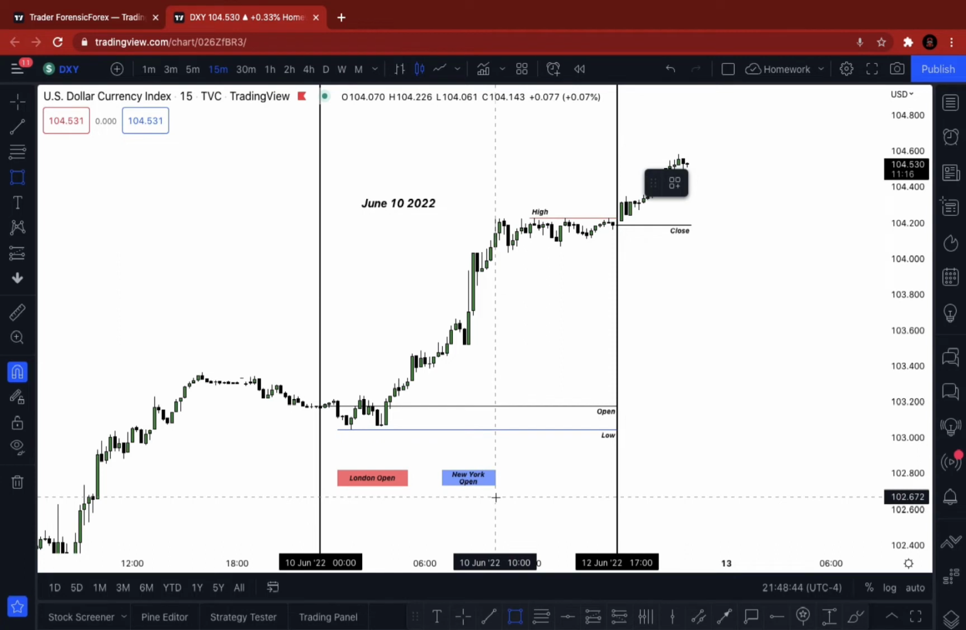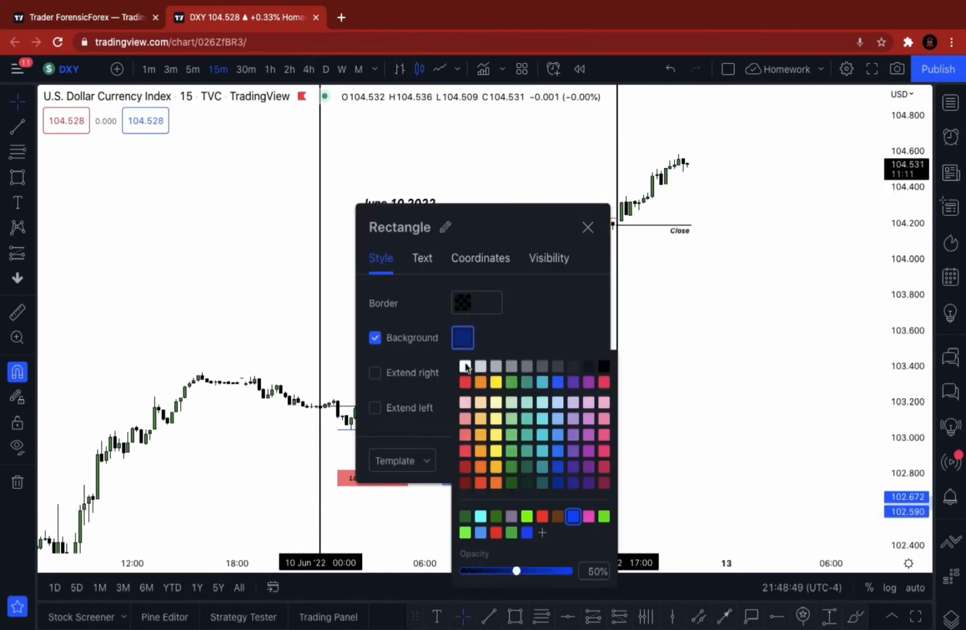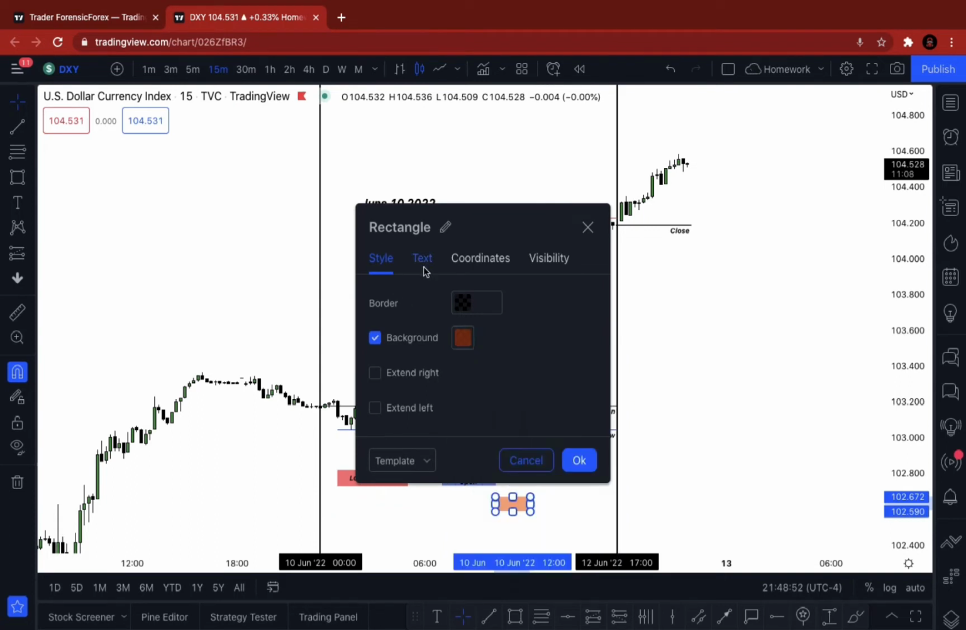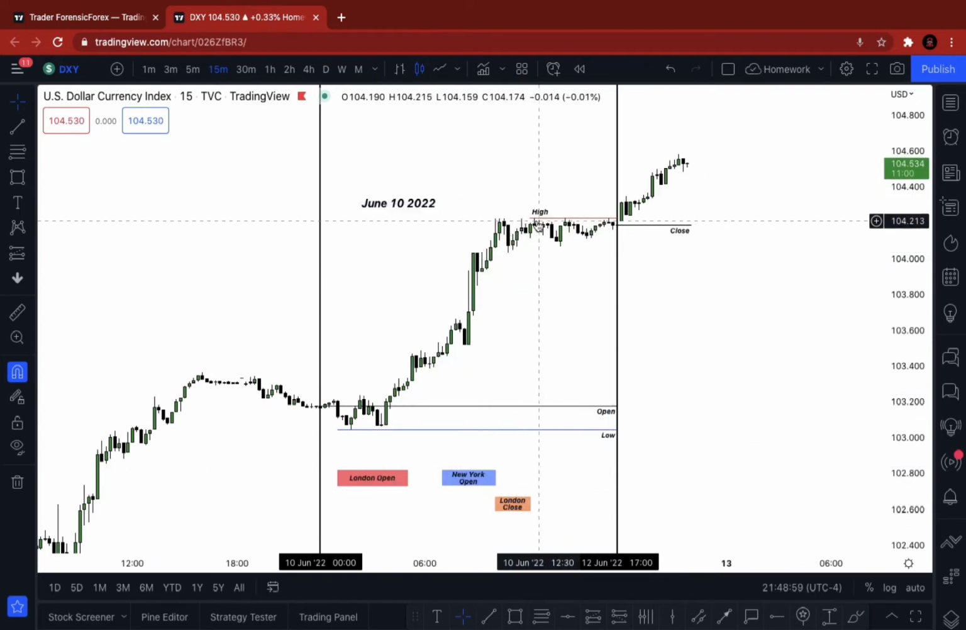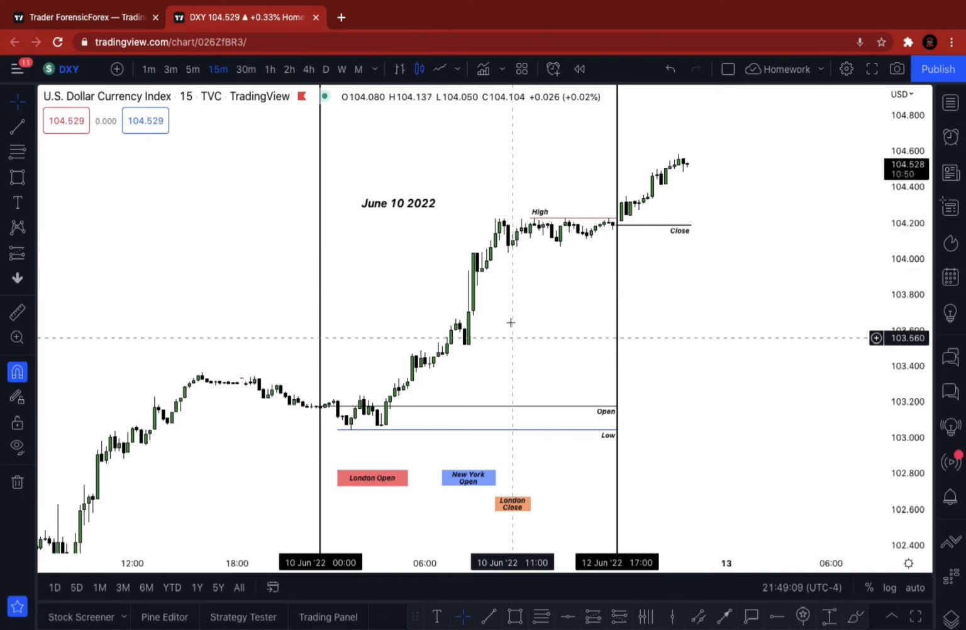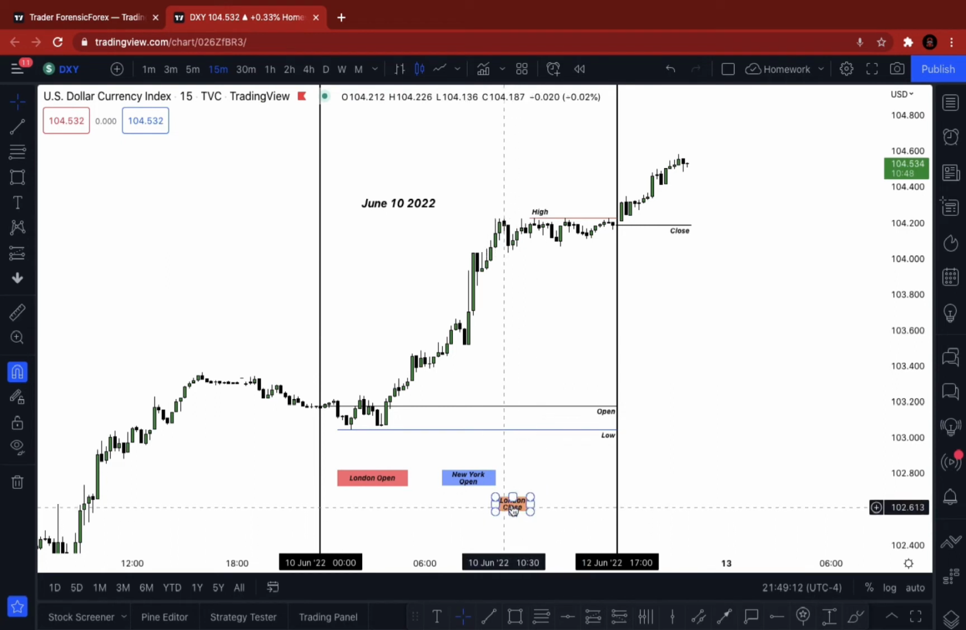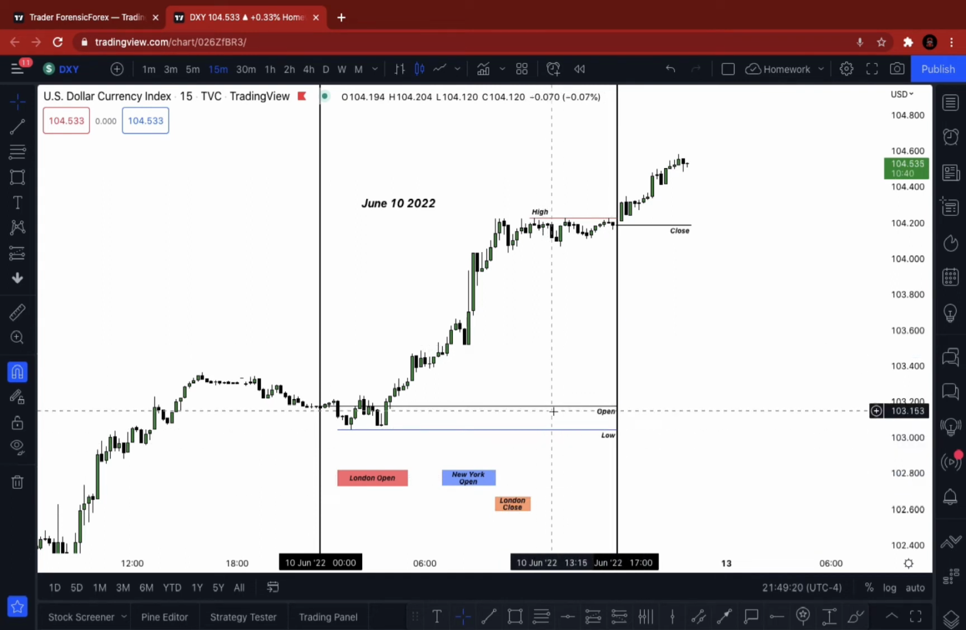Moving on, we'll have the London close session from 10 a.m. to 12 p.m. and we'll make it orange. This is where the high of the day is printed. You can see it's actually right exactly, no, it's after. So it's a little after 12 p.m. Price creates normally the high of the day when bullish during the London close session, which is from 10 a.m. to 12 p.m. Now there are other sessions, but we'll get into that in other videos later into mentorship.